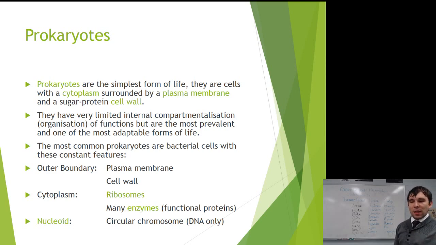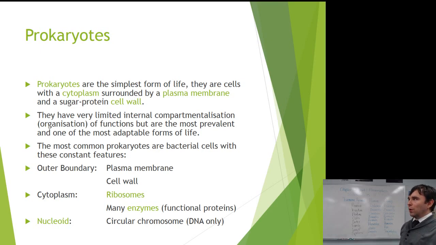So they need an outer boundary. All prokaryotes share the same features of their outer boundary, that they have a cell wall and a plasma membrane. But the different types of bacteria, the different types of prokaryotes, might have a different makeup to their cell wall. They will all share that plasma membrane or cell membrane, but their cell wall might be different. They will also need to have a cytoplasm. All cells have a cytoplasm, but within the prokaryotic cytoplasm, there are only 2 things.